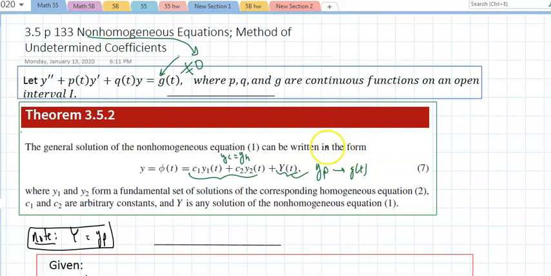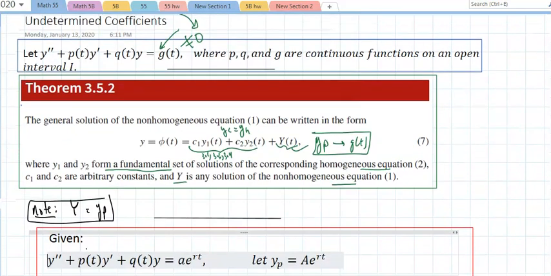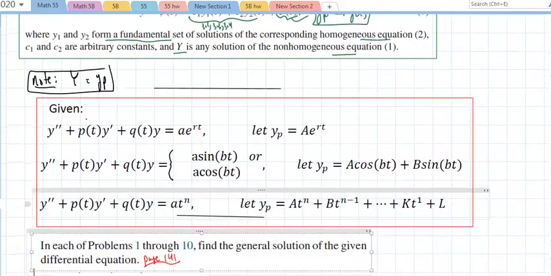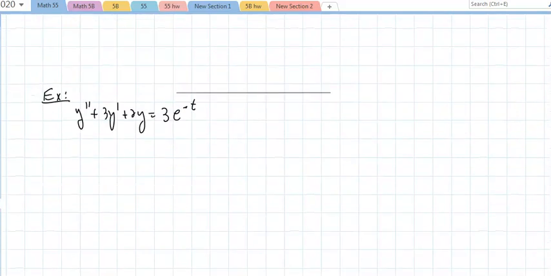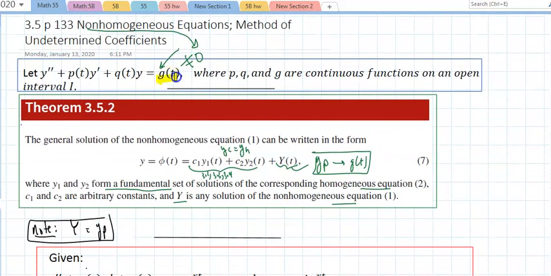And the homogeneous we already did. We did that in sections 3.1, 3.3, and 3.4. So that doesn't change. Where y1 and y2 form a fundamental set of solutions corresponding to the homogeneous equation, C1 and C2 are arbitrary, and y sub p is any solution of the non-homogeneous equation. So, we're going to focus on 3 types of non-homogeneous problems. Now, when I say g of t, I'm referring to this. G of t could be anything.